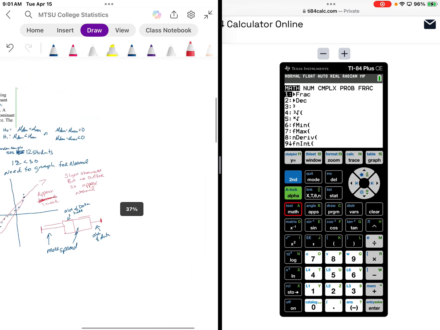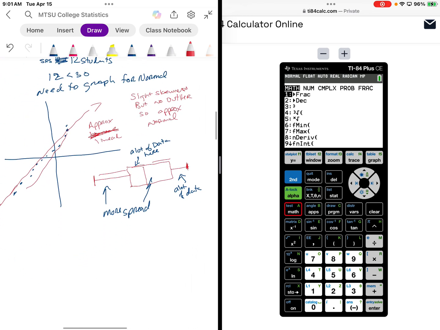And then the last part is that independent part. If I have 5 times 12, that's 60. We would say it's reasonable to assume there are more than 60 college students.